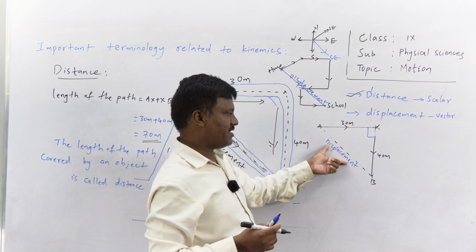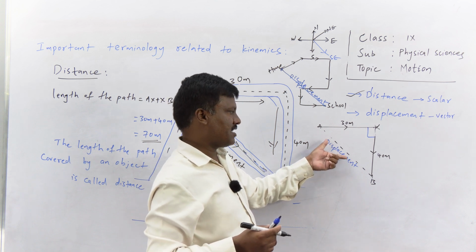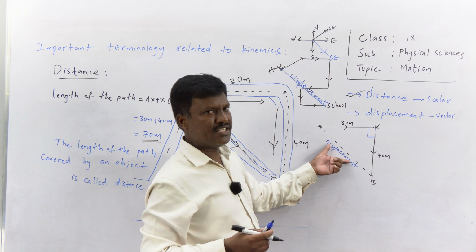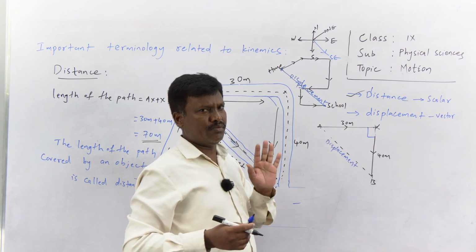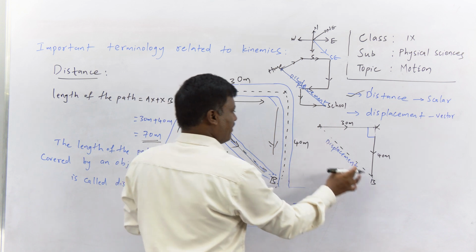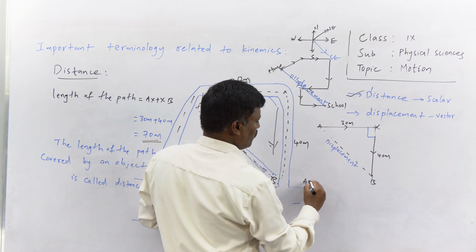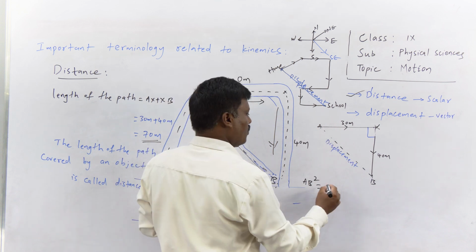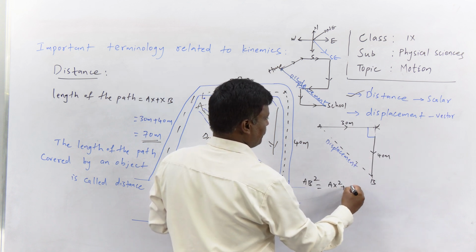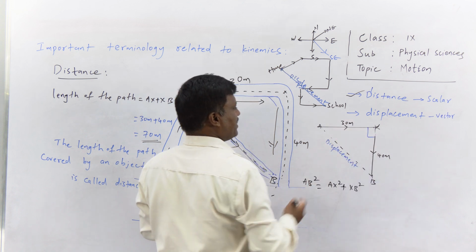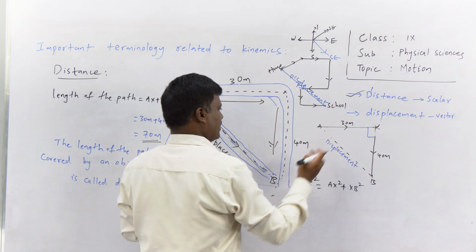If you want to find this, the square of the longest side is equal to the sum of the squares of the remaining two sides. That is the simple Pythagoras theorem. So if you want AB, you have to find the square of AB, by finding both squares and adding them. The sum of these two squares gives the square of this particular side.